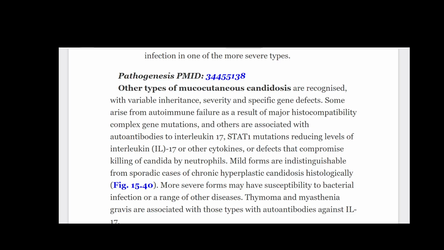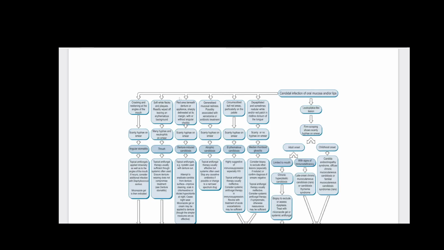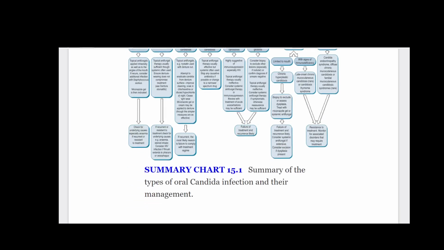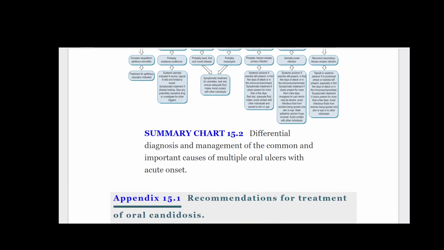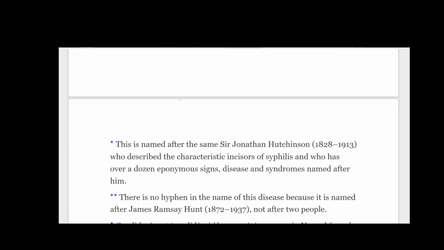Thymoma and myasthenia gravis are associated with those types with autoantibodies against IL-17. Candidosis. At high power, the thick parakeratin layer at the surface of this lesion is seen to be invaded by numerous fungal hyphae, as seen in simple chronic hyperplastic candidosis. Summary chart 15.1 Summary of the types of oral Candida infection and their management. Summary chart 15.2 Differential diagnosis and management of the common and important causes of multiple oral ulcers with acute onset.